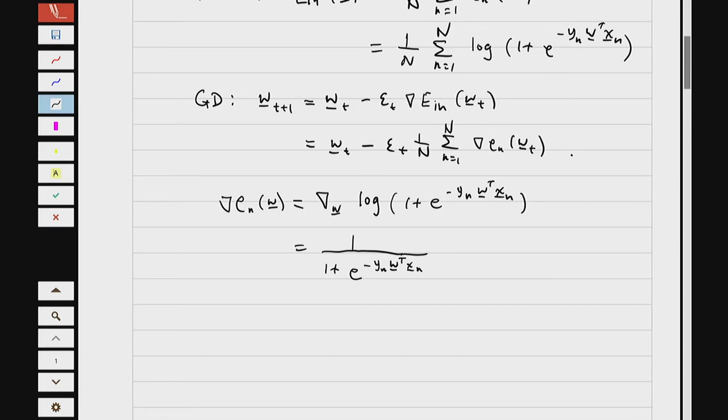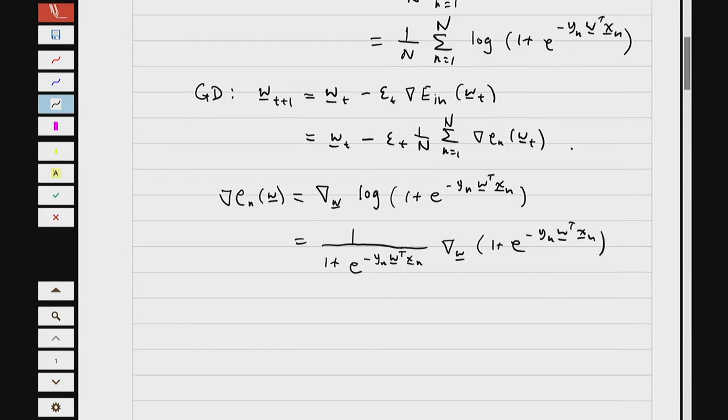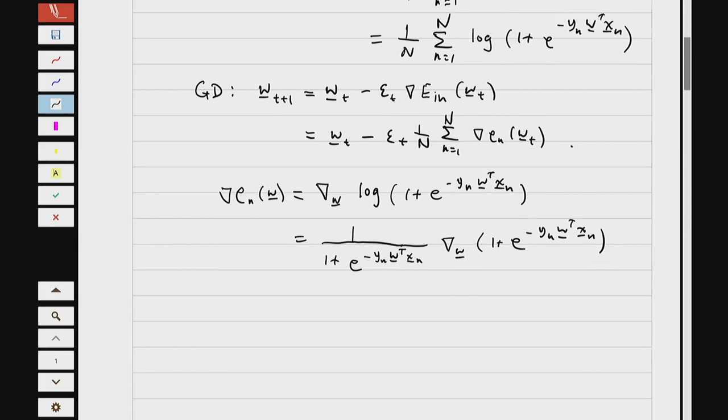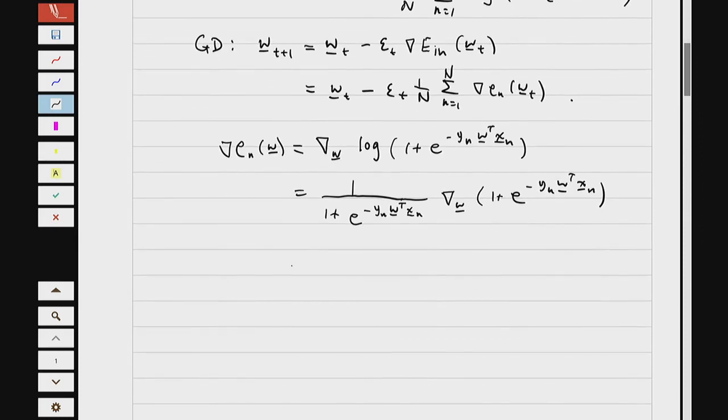Like that. And of course, now we have to use the chain rule of differentiation. That means we still have to take the gradient with respect to the same W of whatever is inside. So 1 plus E to the minus Yn W, like that, yeah? And one more step. Now the derivative of 1 plus something, the derivative of the constant 1 is 0, so you can get rid of that.